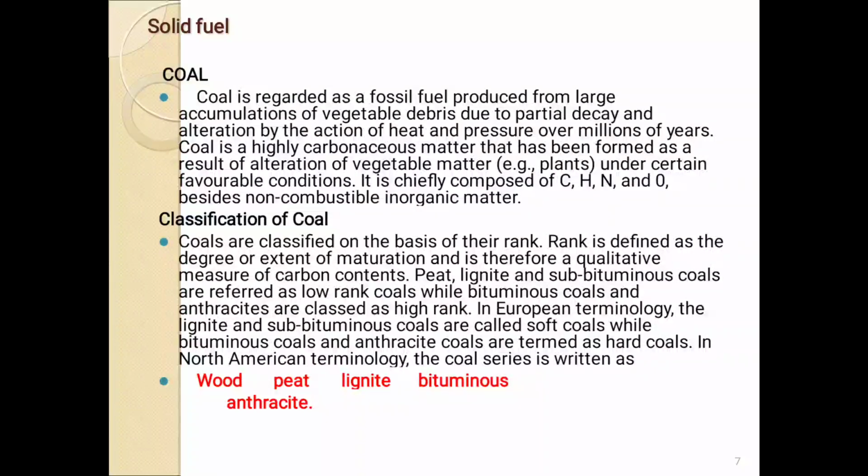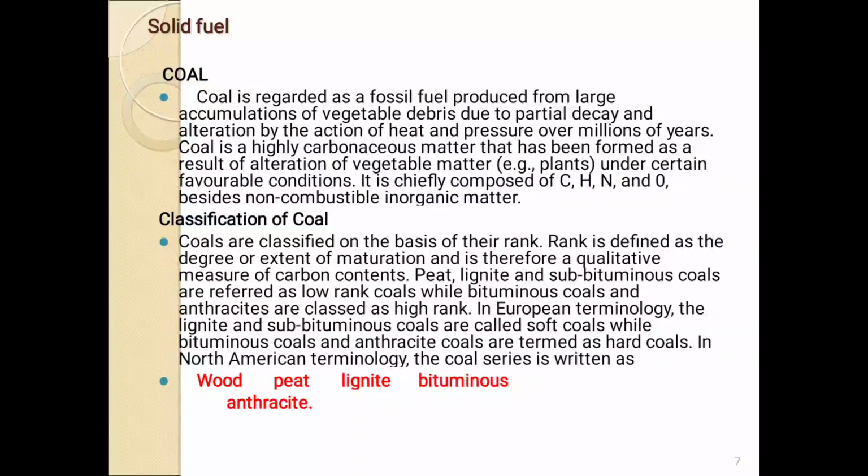Coal is a highly carbonaceous matter that has been formed as a result of alteration of vegetable matter under certain favorable conditions. It is chiefly composed of carbon, hydrogen, nitrogen and oxygen besides non-combustible inorganic matter. Coal can be classified on the basis of its rank. Rank is defined as the degree or extent of maturation and is therefore a qualitative measure of carbon content. Peat, lignite and sub-bituminous coals are referred to as low rank coals, while bituminous coals and anthracites are classified as high rank.